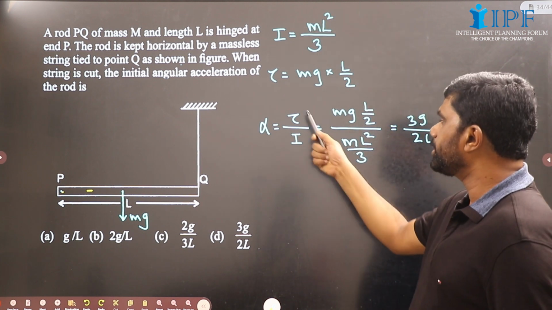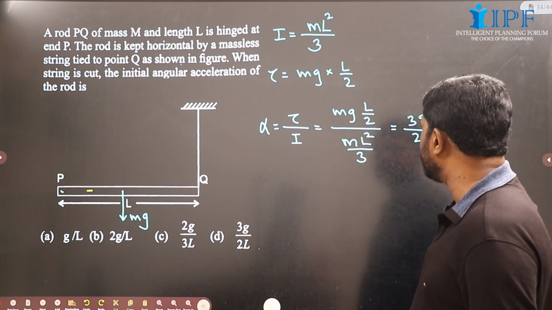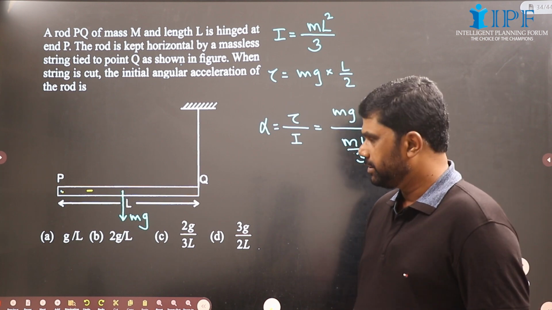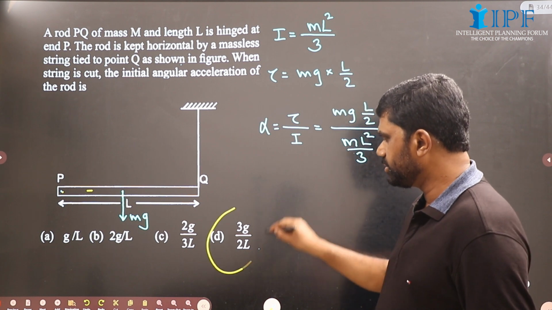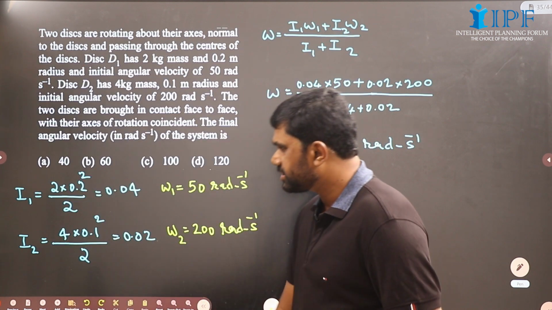So alpha will be tau by I. So mgL by 2 divided by ml square by 3. So it is 3g by 2l. 3g divided by 2l. This is the correct option. Okay, now let us see what we have next.